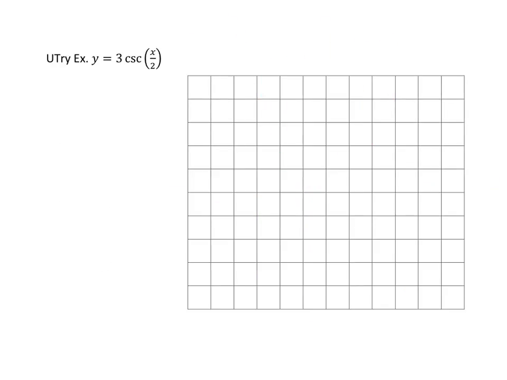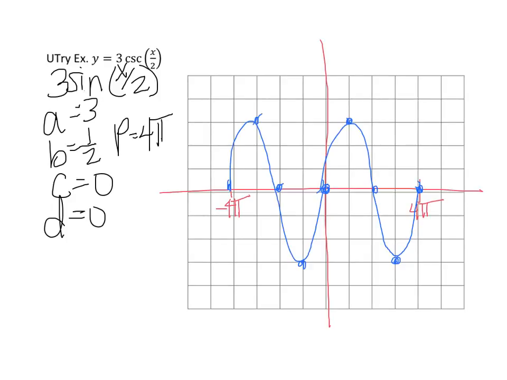Okay, you try this one. Pick out your A, B, C, D. Reciprocal of cosecant is sine, so you're going to start by graphing sine. So give it a shot, press pause. Okay, here's what you should have got for your sine graph. You're going to put your asymptotes on the x-intercepts. So every 2 tick marks is an asymptote. And then we're going to draw in our parabolas.